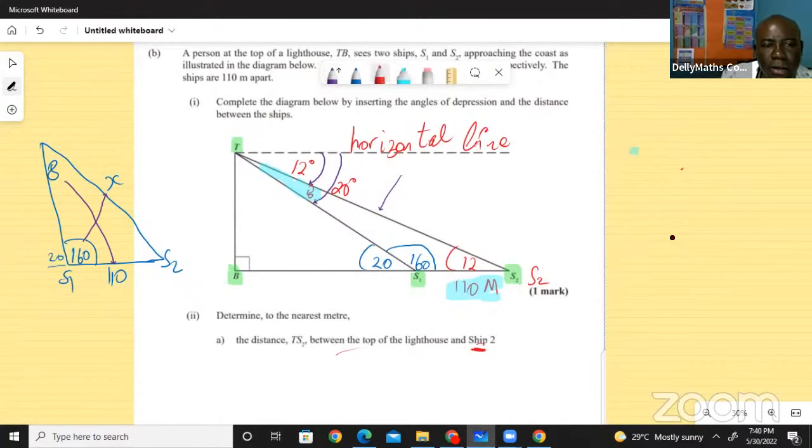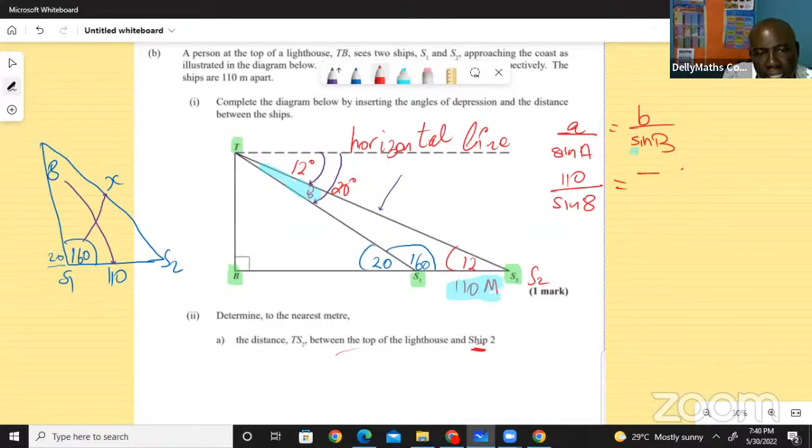We're suggesting here that we want to use A over the sine of A, which is equal to B over the sine of B. A, 110 over the sine of 8 degrees, and this is equal to TS2 that they asked us to find over the sine of 160. So it says the distance TS2, between the top of the thing on the shape. So there it is. We're going to set up this.